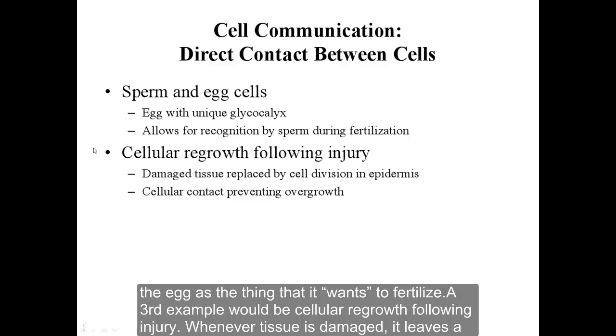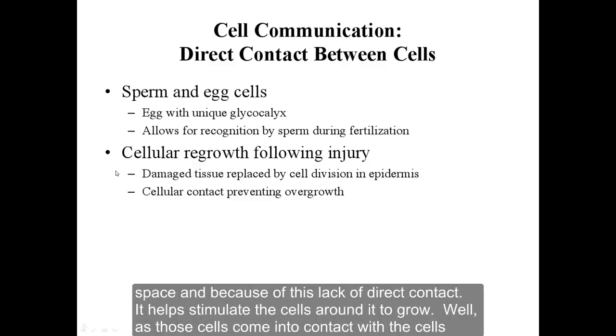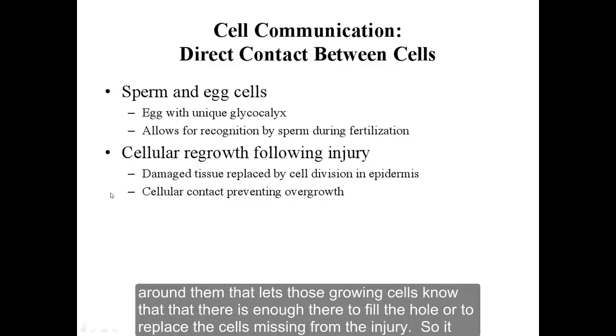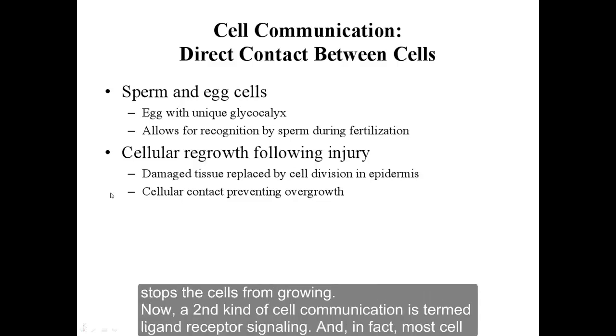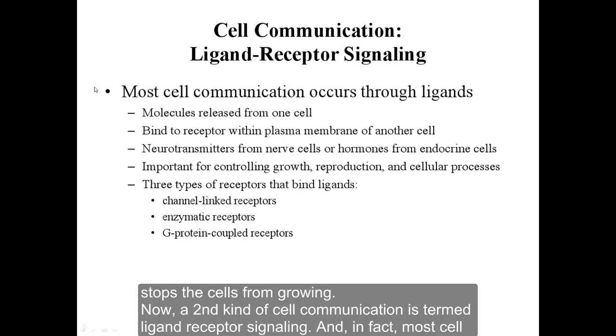A third example would be cellular regrowth following injury. Whenever tissue is damaged, it leaves a space, and because of this lack of direct contact, it helps stimulate the cells around it to grow. As those cells come into contact with the cells around them, that lets those growing cells know that there is enough there to fill the hole or to replace the cells missing from the injury, so it stops themselves from growing.